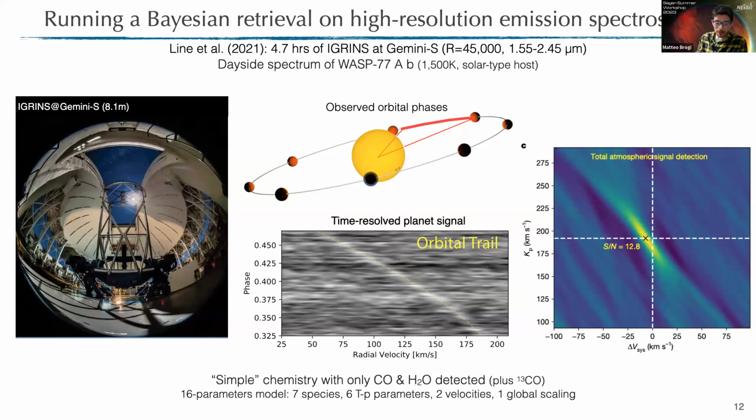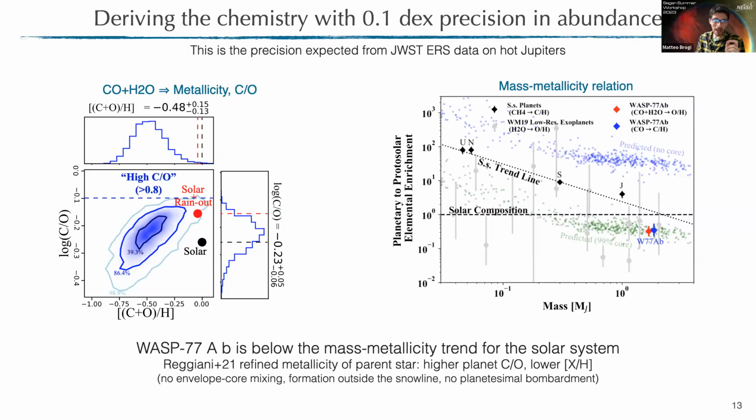Despite that, we explore a model that has 16 parameters: 7 species, 6 for the temperature pressure profile, the 2 velocities, one scaling factor. So this really simplified things in a way and allowed us to actually measure the abundances of water and CO with 10% precision, right? 0.1 dex. Which was obviously unexpected, completely unprecedented from high resolution, but even from space observations, it's quite high quality data.